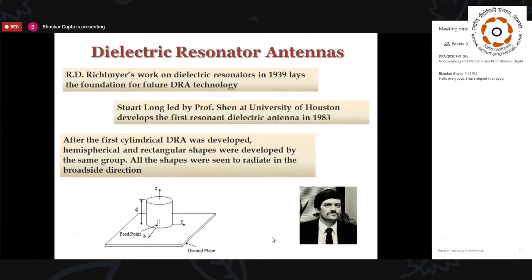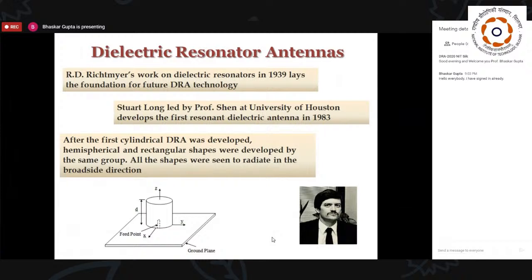Soon after the first cylindrical DRA was developed, other shapes like hemispherical and rectangular were also developed, and they all radiated broadside. Well, you see, rectangular had 3 degrees of freedom, hemispherical 1, cylindrical 2. So we had different types of design, but nonetheless, this itself was a great leap forward in antenna technology. This was the greatest development after the development of microstrip patch antennas, ushering in a completely new antenna.